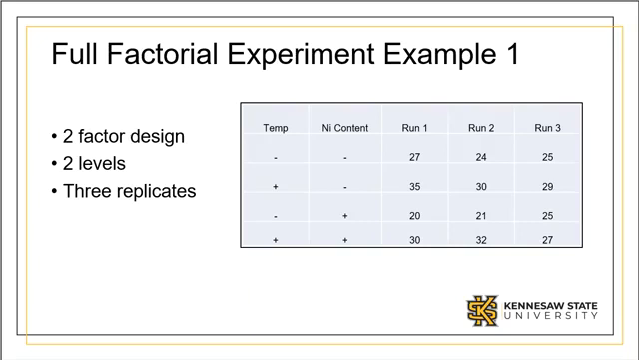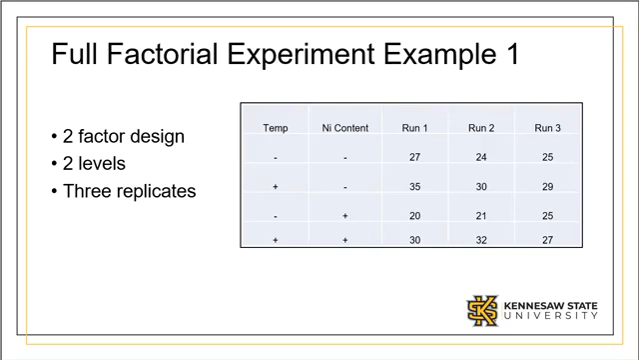Let's consider this design. Suppose we have a 2x2. Each factor has 2 levels. This would mean 4 experiments. To further improve the robustness of this design, we will add 3 replicates. In other words, we will run the experiment for each configuration 3 times.